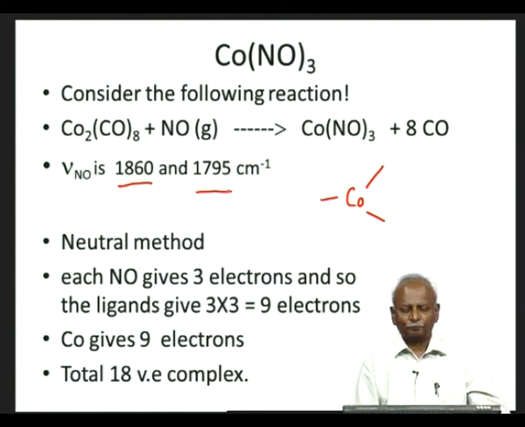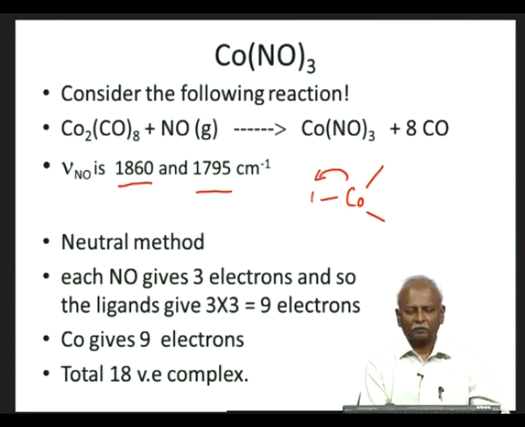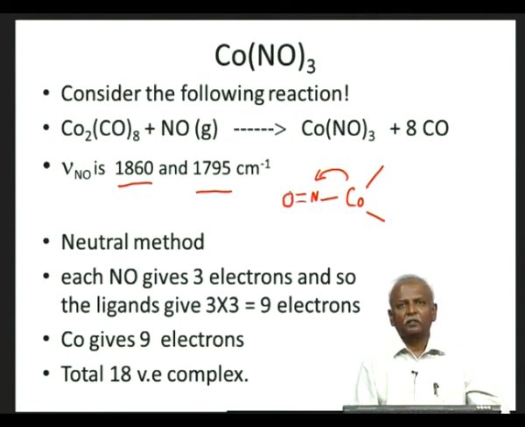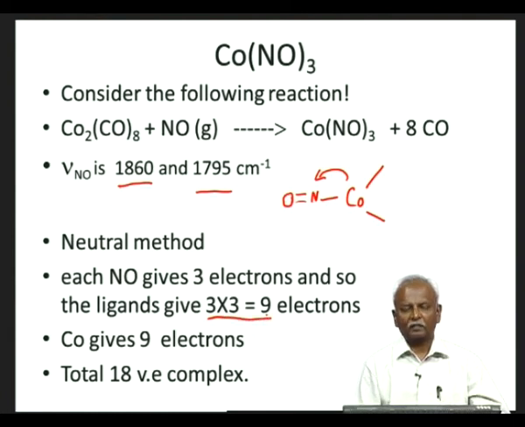But nevertheless, these 2 stretching frequencies are indicative of the back bonding from cobalt onto the nitric oxide. From cobalt the electron density has flowed into the nitric oxide pi star orbitals, and so you have a reduction in the stretching frequency. Now, in the neutral method, if we assume that each NO gives 3 electrons, a total of 9 valence electrons can be added to the metal from the ligand system, and cobalt itself has got 9 electrons in its 3d manifold, and so we have a total of 18 valence electrons for this complex also.